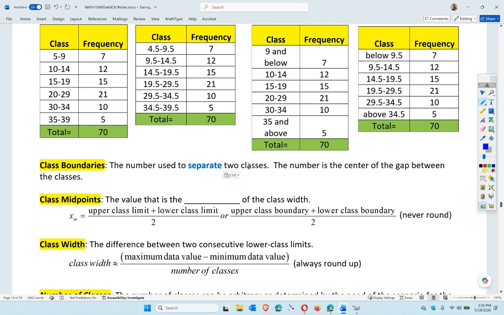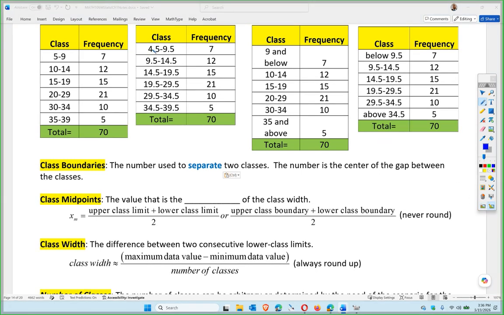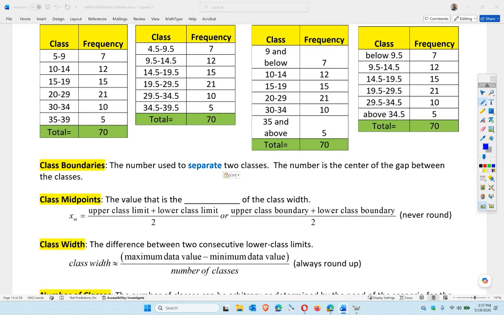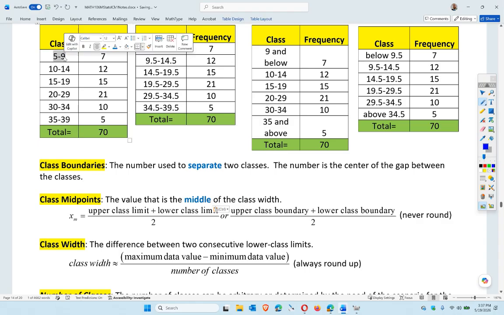Okay, and then the class midpoint. What's halfway between 5 and 9? What's halfway between 4.5 and 9.5? So somewhere in there is a midpoint, basically. That is the middle of the two classes. So either way, add them up and divide by 2. Whether that's the boundary or the limit, it doesn't matter. Whether you add these and divide by 2 or add these and divide by 2, you're going to get the same answer.